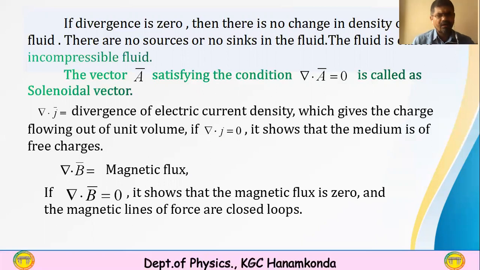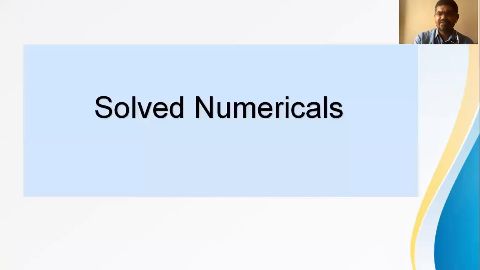If del bar dot B bar, where B bar is magnetic field intensity, del bar dot B bar represents magnetic flux. If this magnetic flux is zero, that means del bar dot B bar is zero. It shows that the magnetic flux is zero and the magnetic lines of force are closed loops. These are the physical significances of divergence.